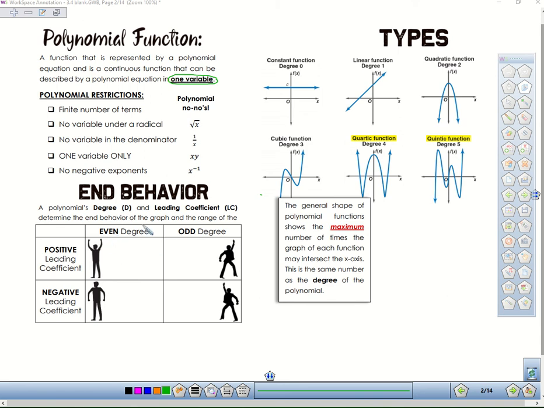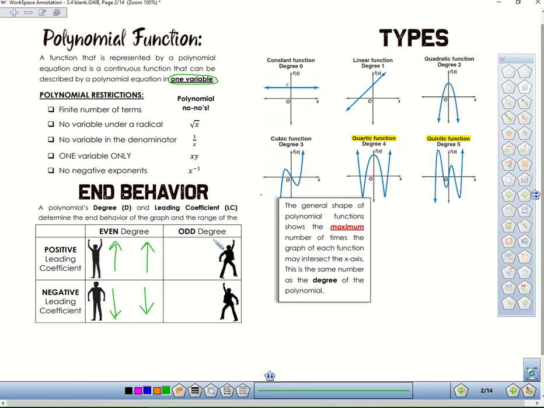So if your exponent is even and your leading coefficient is positive, the end behavior is that the function is going upward on both sides on the end. So go ahead and write that. Now, if your leading coefficient is negative and your degree is even, like x to the second, x to the fourth, then you're going to end up going downward on both sides.